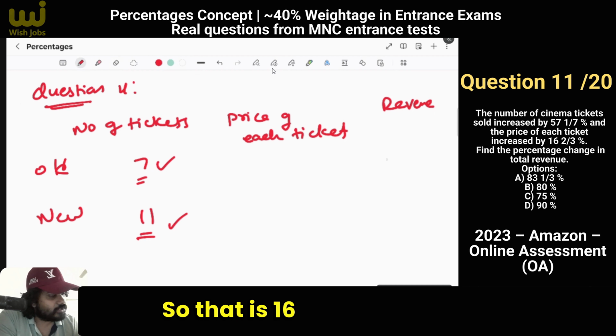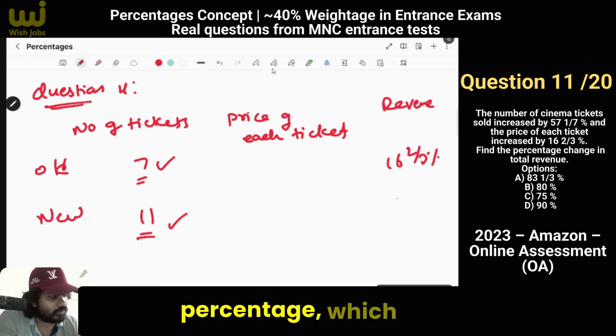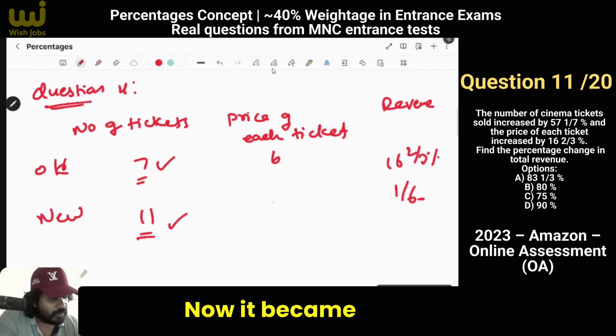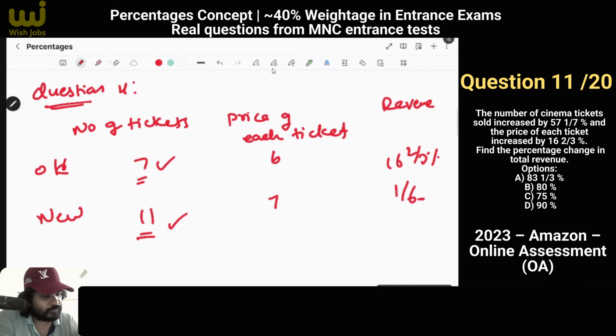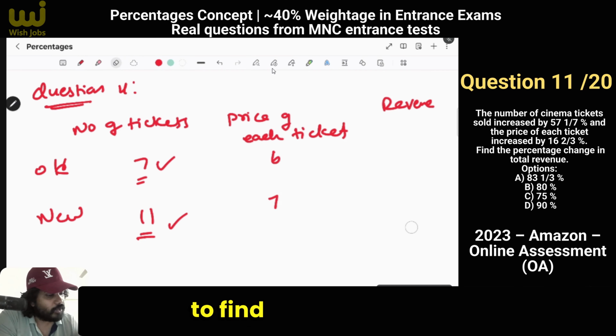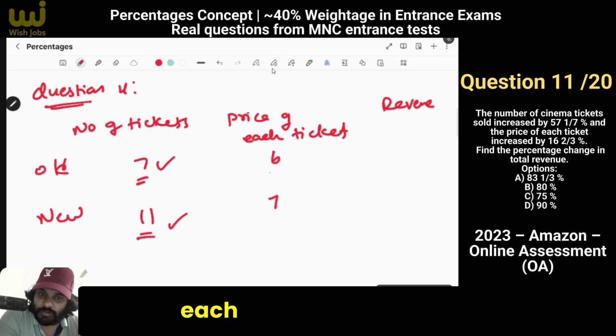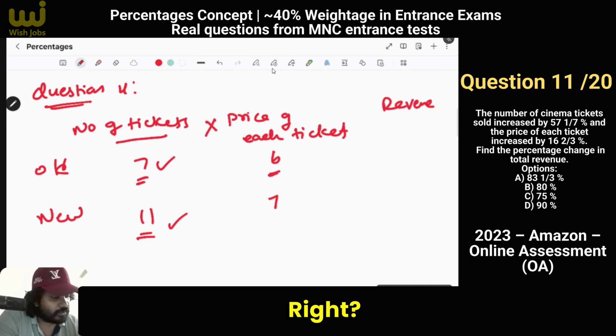That is 16 2 by 3 percentage. What is 16 2 by 3 percentage? Which is 1 by 6. So previously the price is 6 rupees, now it became 7 rupees. First we need to find out the revenue. Previously they used to sell 7 tickets at 6 rupees each. Revenue means number of tickets into price of each ticket, right? 7 into 6 will become revenue 42.